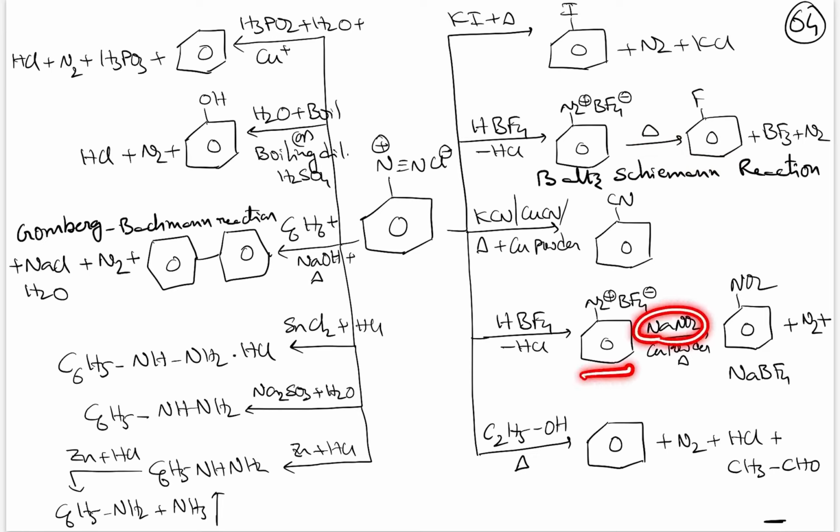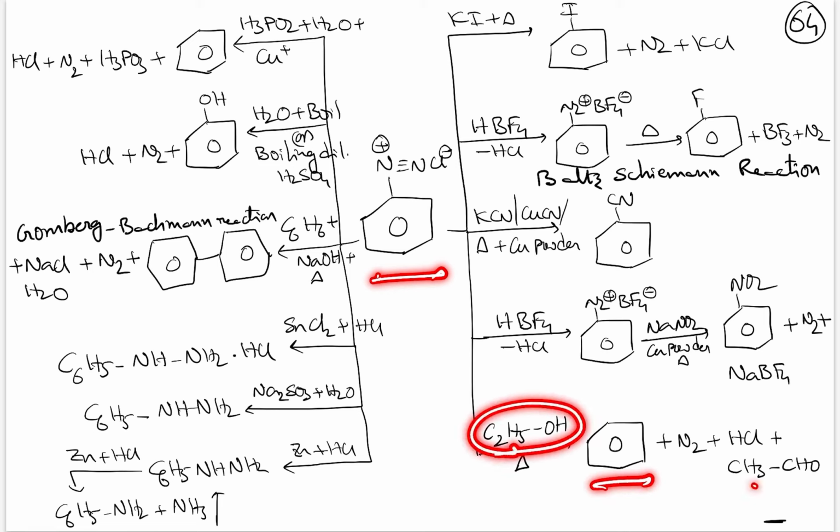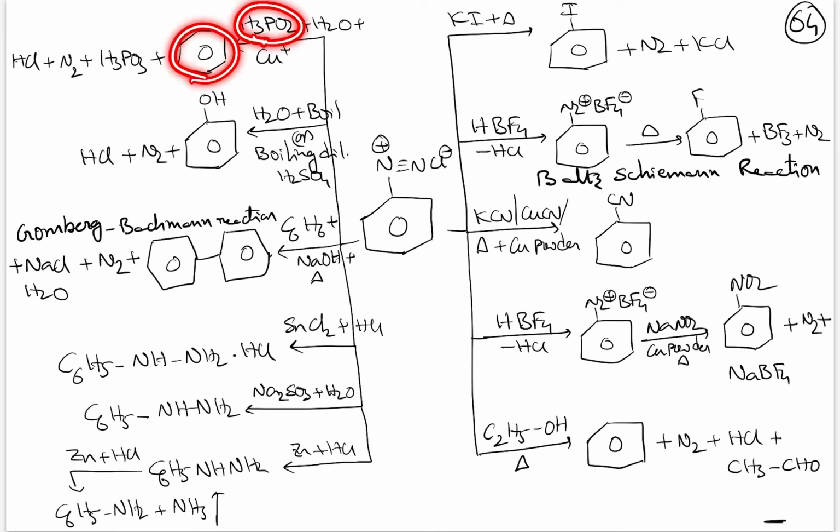But if you heat it with NaNO2, this NO2 minus will be introduced here, so you will be getting nitrobenzene. Then benzene diazonium chloride on reaction with ethanol will undergo a redox reaction, where benzene diazonium chloride will get reduced to benzene, and ethanol will get oxidized to acetaldehyde. Then benzene diazonium chloride on reaction with hypophosphorus acid will get reduced to benzene, and hypophosphorus acid will be oxidized to H3PO3, phosphorous acid.